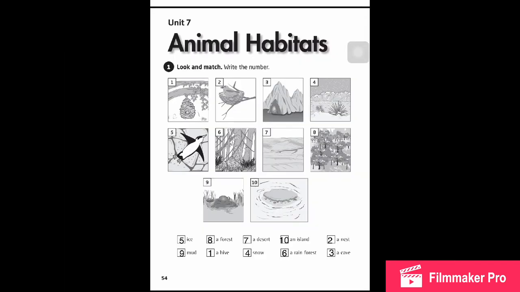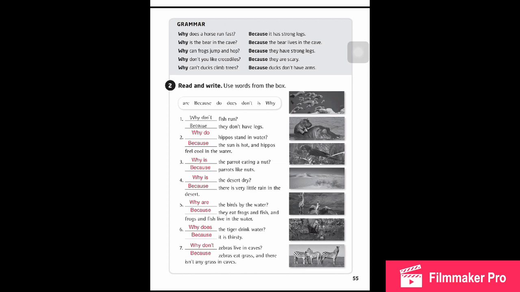Okay, so we have in the number 1 a hive, number 2 a nest, number 3 a cave, number 4 snow, number 5 ice, number 6 a rainforest, number 7 a desert, number 8 a forest, number 9 mud, number 10 an island. In the next exercise we have the example. Why don't fish run? Because they don't have legs.